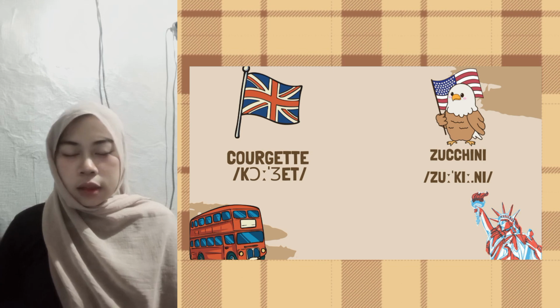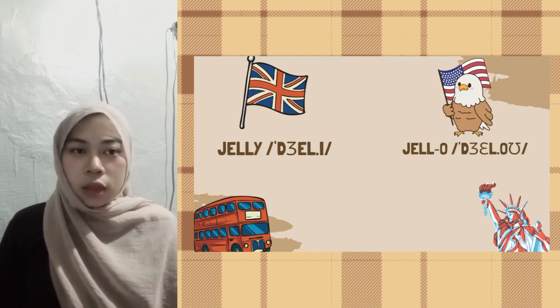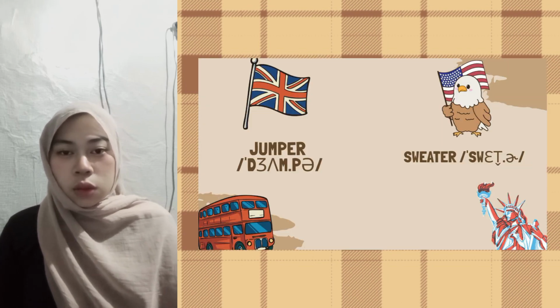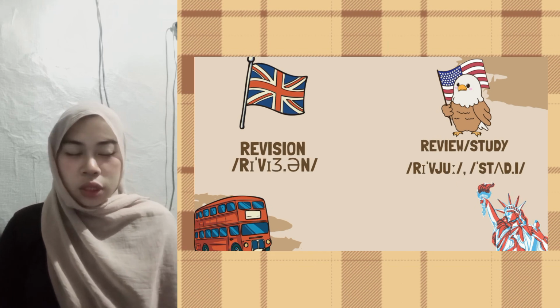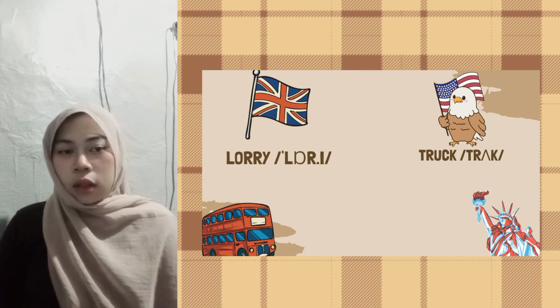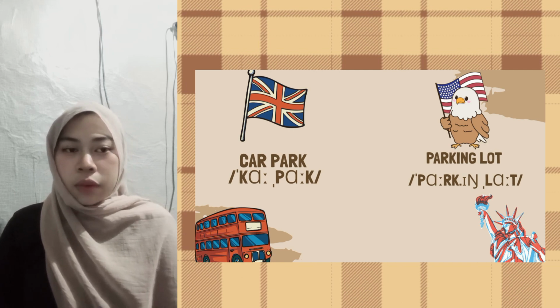For the first example, aubergine versus eggplant, and then courgette versus zucchini, and then sweets versus candy, jelly versus jello, jumper versus sweater, and then queue versus line, plaster and band-aid, revision, review or study in America, and then lorry is a truck in America, and then car park, which is a parking lot in America.